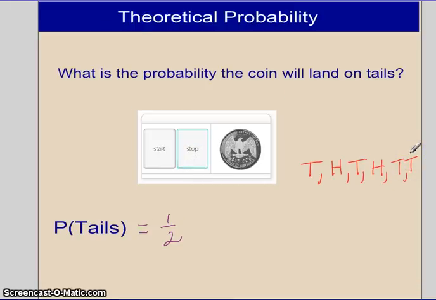It's actually highly unlikely you're going to get exactly 1/2, although that could happen. So the probability of getting tails in real life ended up being 1, 2, 3, 4 out of 6 outcomes. And if we simplify that, that would be 2/3. So our experimental probability of flipping a coin and getting tails is 2/3, and our theoretical probability of flipping a coin and getting tails is 1/2.